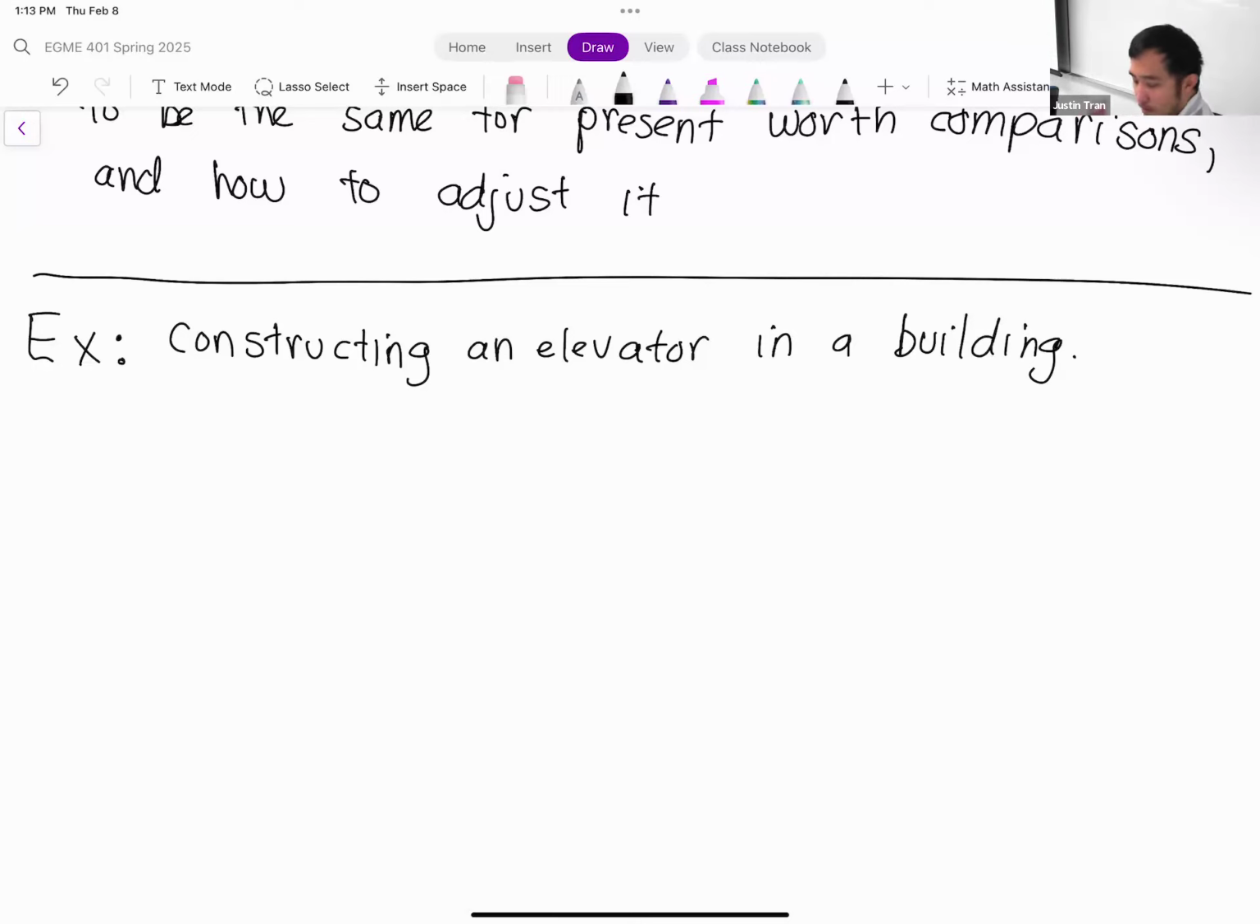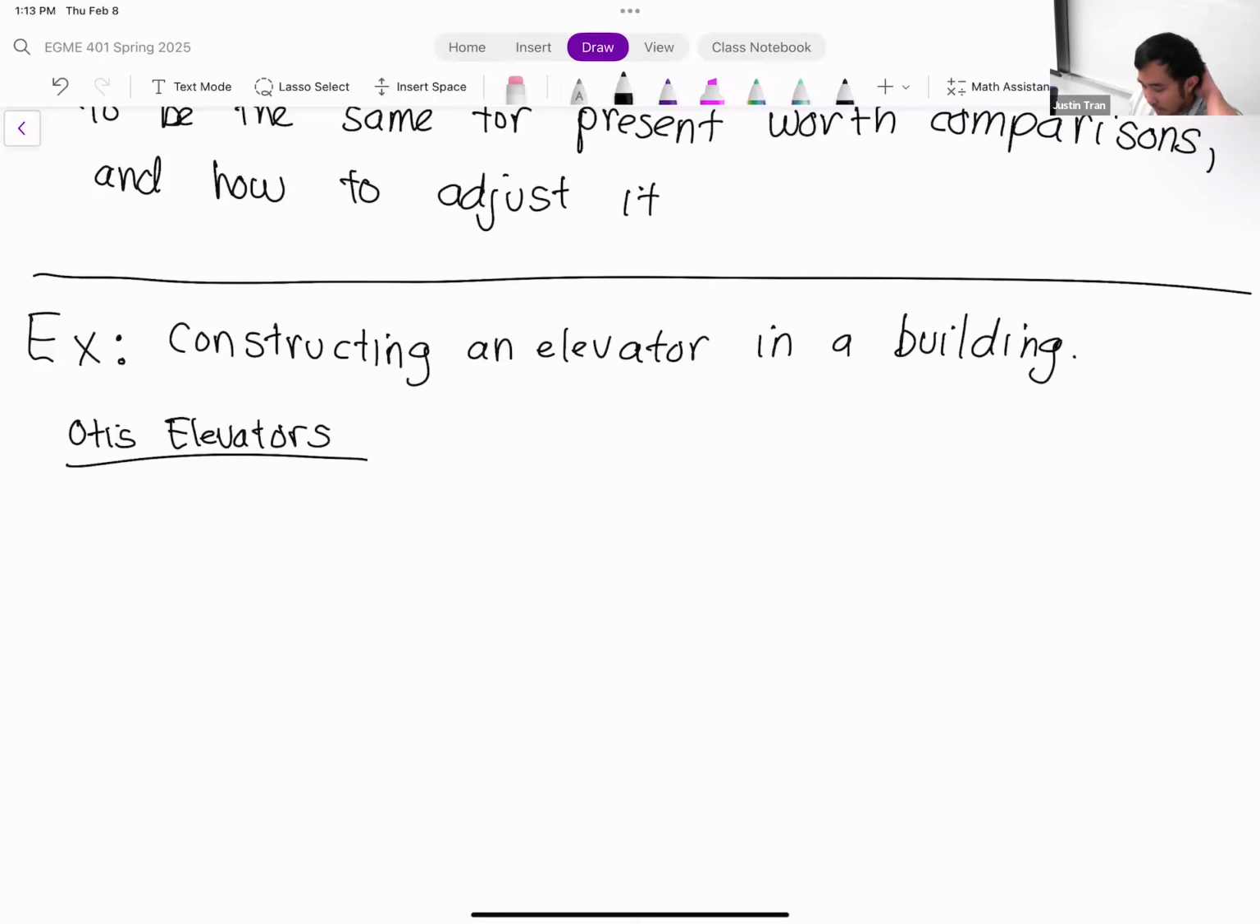Of course, there are multiple different vendors that you can use to construct this elevator. I'm not going to write the full text for this problem again, just because it's a little time consuming, so I'm just going to give you the highlights here. Option A is going to be through a company called Otis. We'll call them Otis Elevators.